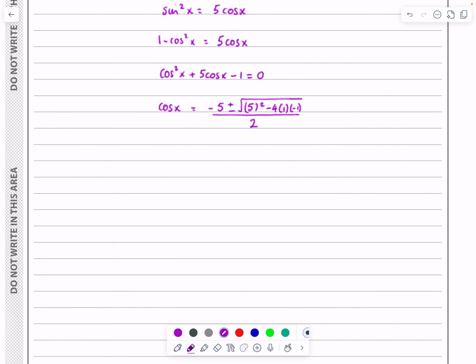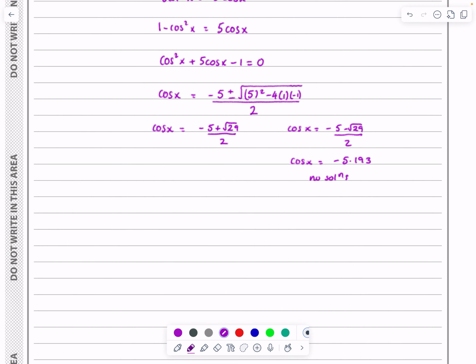This gives me two answers. It gives me cos x equals minus 5 plus root 29 over 2. It does also give me cos x equals minus 5 minus root 29 over 2. But that one isn't going to lead to any solutions. Let's just show you. We get cos x works out to be minus 5.193, and there are no solutions for that. We know that cos exists between 1 and minus 1, doesn't it? So there's no solutions there.